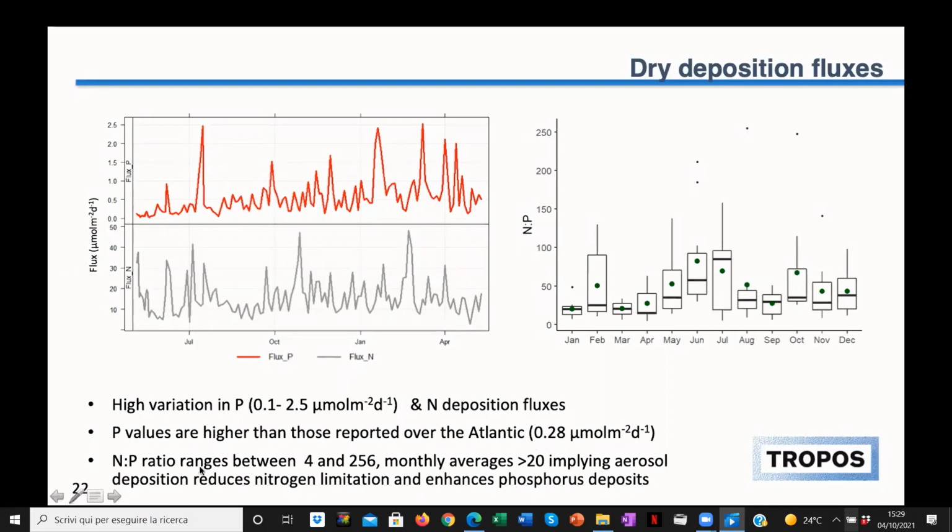The nitrogen to phosphorus ratio ranges between 4 and 256, but the monthly average stays typically above 20, implying that atmospheric deposition of nitrogen or nitrogen-containing aerosol particles can contribute to the reduction of the limitation of nitrogen in these regions and enhances the deposits of phosphorus.